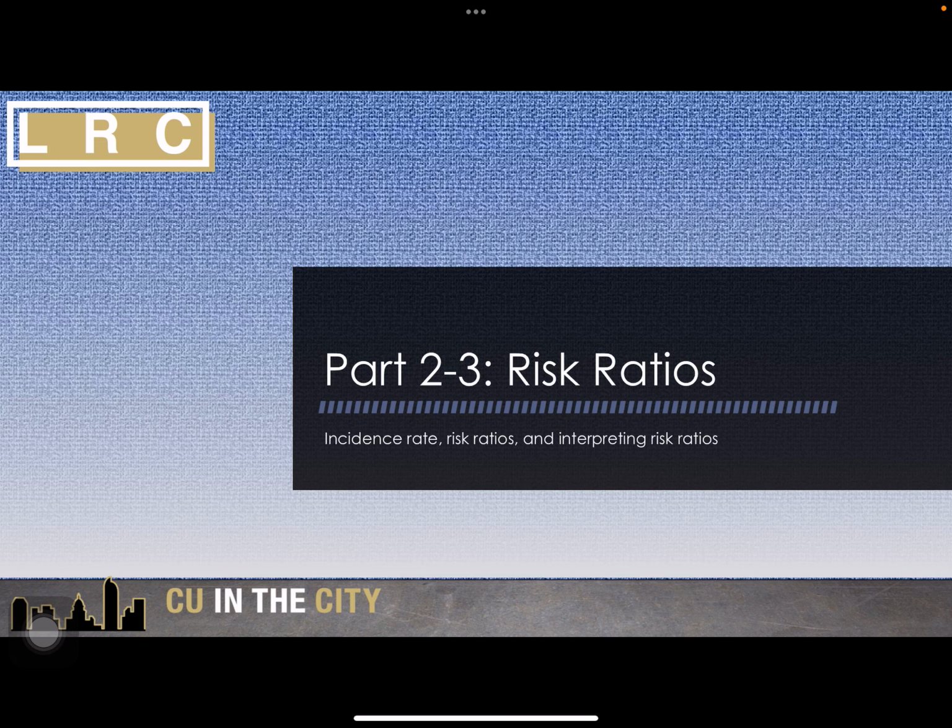Welcome to Part 3 in the iPrep for Intro to Epidemiology series on 2x2 tables. This video will go over incident rates and introduce risk ratios. We will then go over how to calculate a risk ratio using a completed 2x2 table and learn how to interpret the answer.